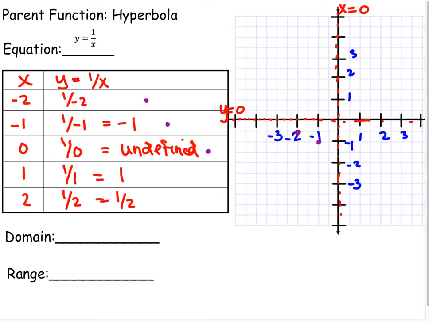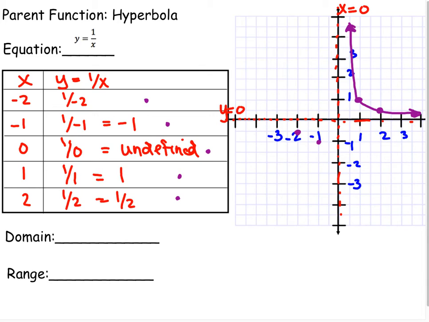And then the next ordered pair, 1, 1. So we're going to go right 1 and up 1. And then right 2, up 1/2. So essentially we have 4 points. So within these 2 quadrants, in the upper right-hand corner quadrant, we're going to create a curve with those 2 points. Those 2 points will help us start off the graph, and then it's going to approach those 2 asymptotes but not go through them.